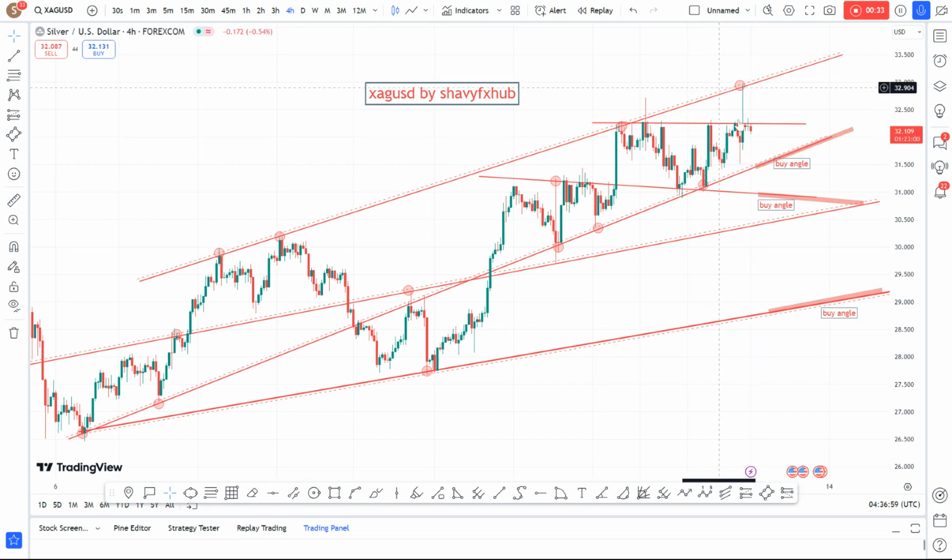It is best to wait for price to retest the high. You sell from the new high or you buy from the floor. So this is a buy angle. This is a buy support angle. This is also another buy angle. This is the floor of the channel. This is the roof. This is the floor. This is the roof. So this is another structure, another buy structure, which we like.